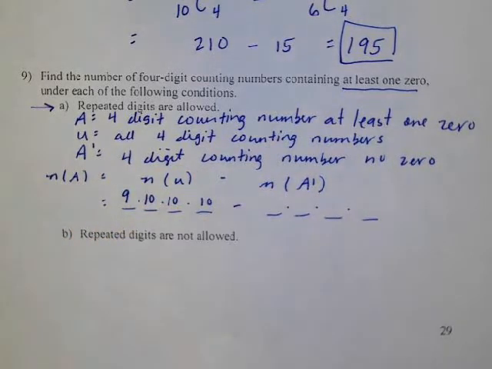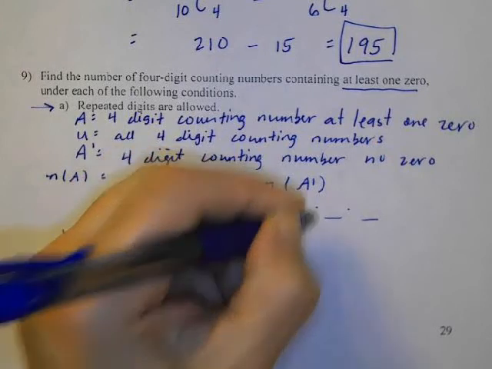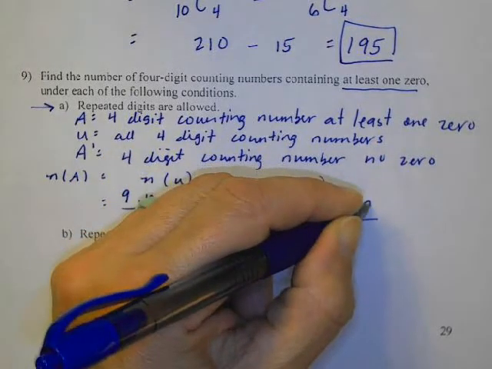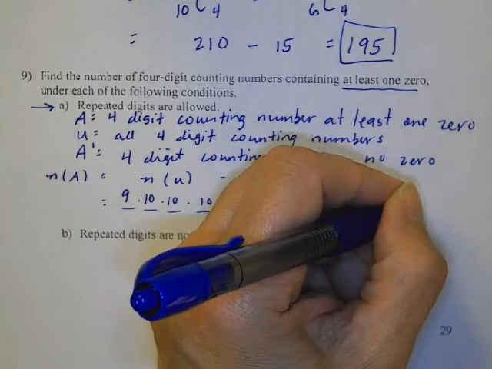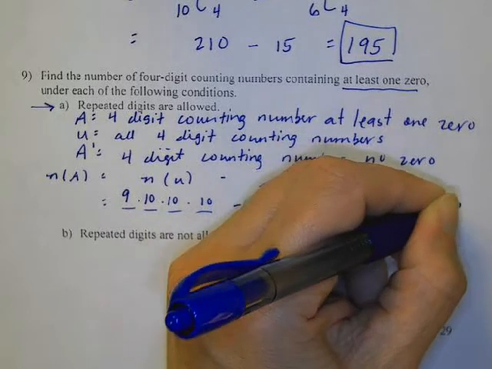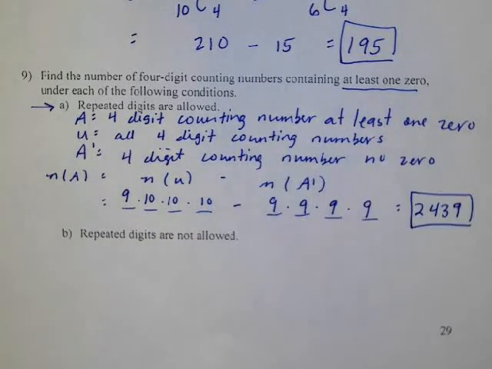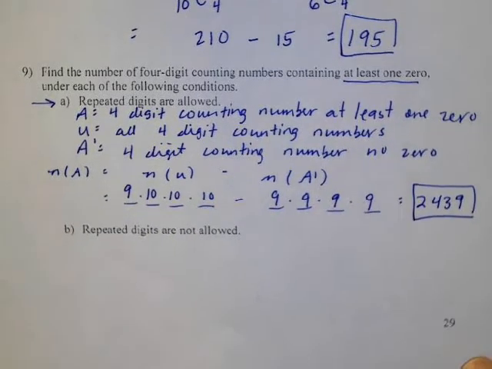A prime is still 4 dashes because it's still a 4-digit counting number, but now the condition is 0 isn't allowed anywhere. So 9, 9, 9, 9. So if you work that with your calculator, you get an answer of 2,439. Now how does B change it?